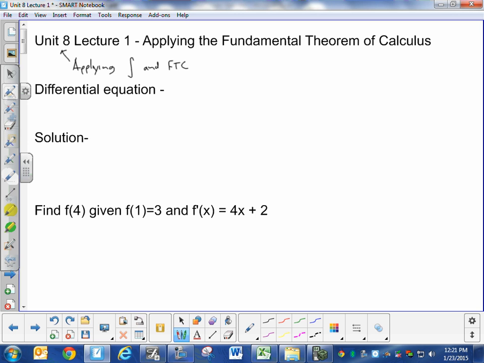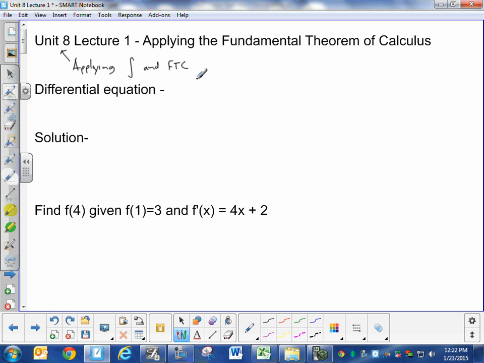This lesson is just applying the fundamental theorem of calculus, okay? And we're going to start by understanding differential equations and how to solve them. We'll solve a couple differential equations. Like we're used to, you guys know how to solve differential equations. There were a couple questions on the test and on your quizzes. But now we're going to figure out another way to do it, okay?